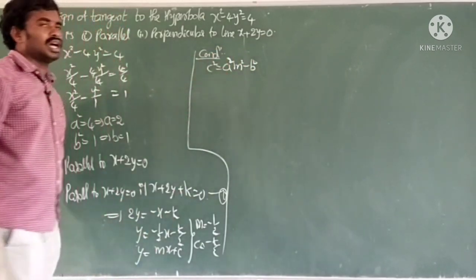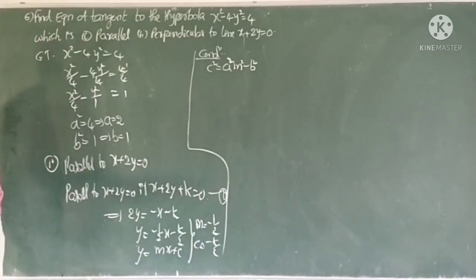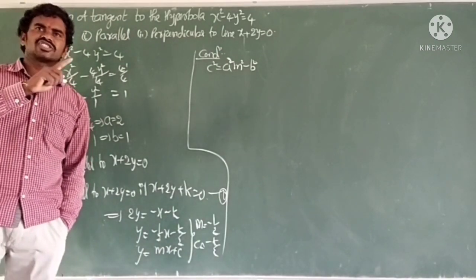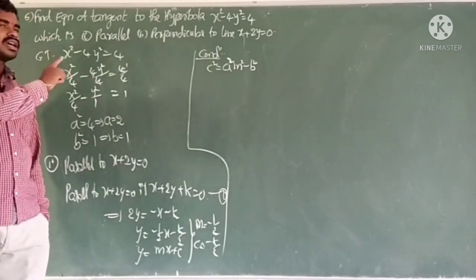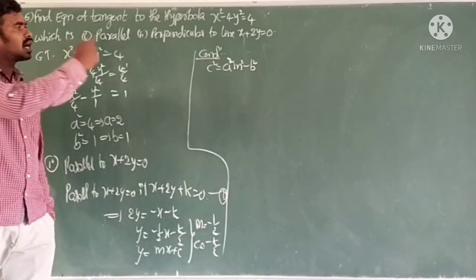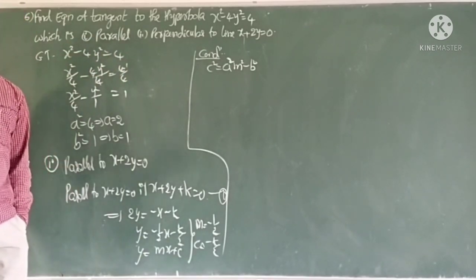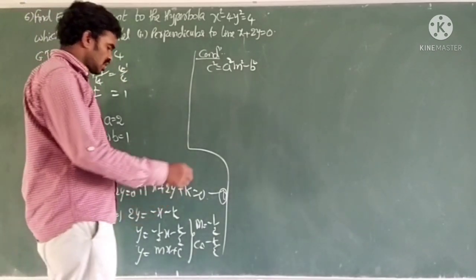In this hyperbola, eccentricity is greater than 1. Their eccentricity value is the square root of a square plus b square by a square. So the eccentricity and the tangent condition with minus, these two are very important. So remember.